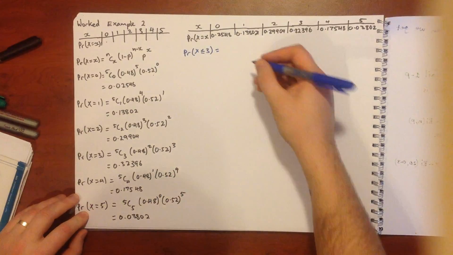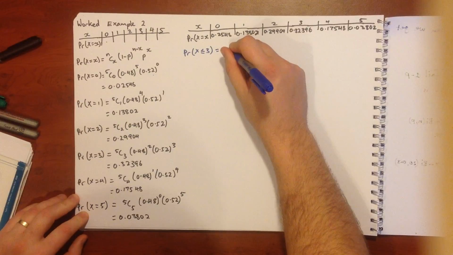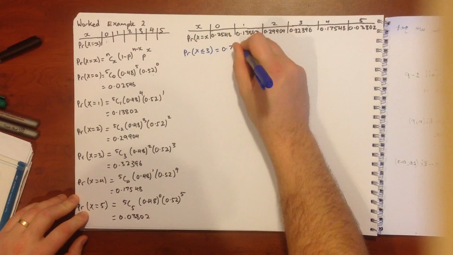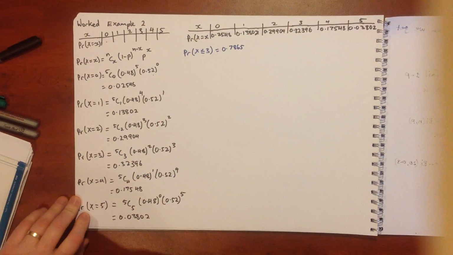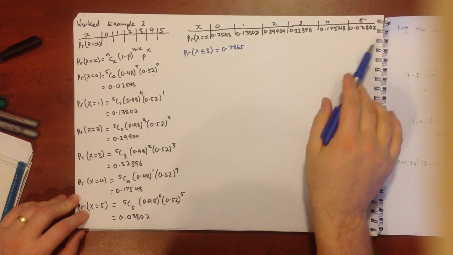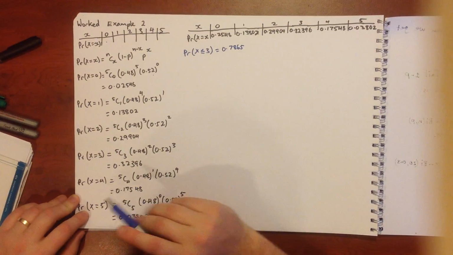Okay, and we get 0.7865 when we do that. And of course, we could use our calculator to work this out as well.